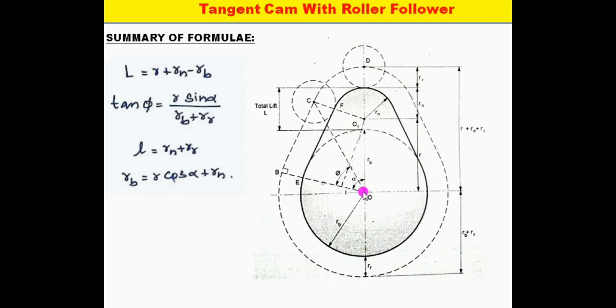This RB, the base circle radius, can be the sum of the distances EI and IO. This OI can be obtained from the triangle OIO1, and is given by R cos alpha, and this EI is equal to the nose radius. The nose radius is mentioned as Rn, hence Rn is added in this formula.